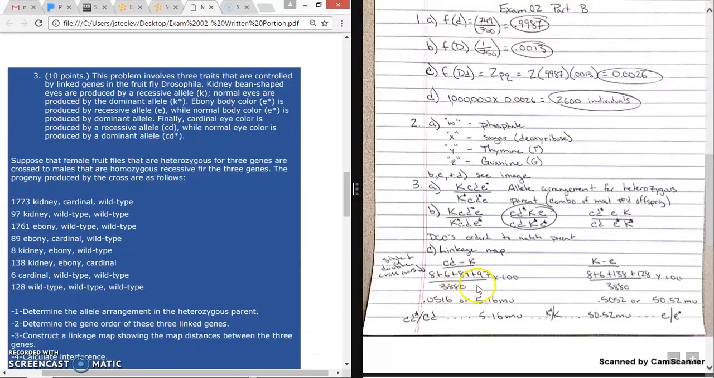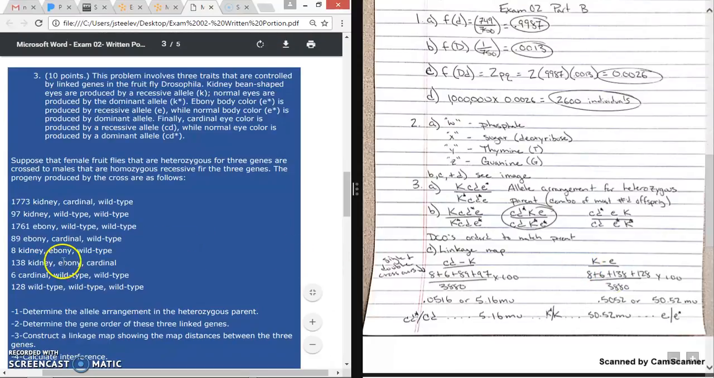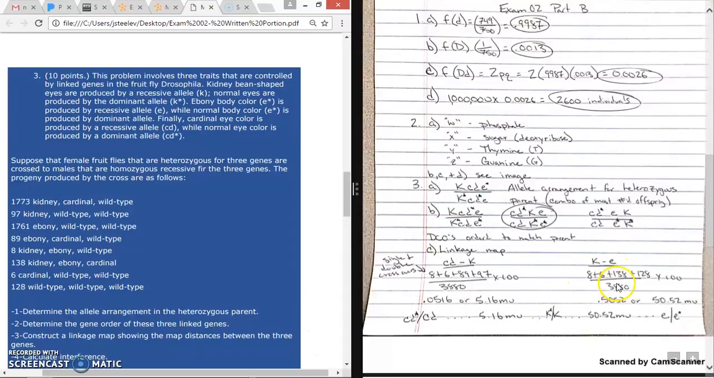progeny that we have, which is 3,880. Multiply that by 100, and you get 0.0516 or 5.16 MUs. For the KE, same thing. You're going to do the single swap over for the E's, and then get those progeny numbers, which are 138 and 128, and add those together, divide it again by your total, multiply that by 100 to get your molecular units. So we got 0.5052 or 50.52 MUs.